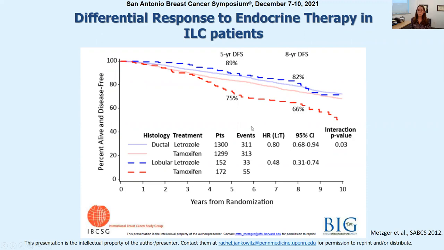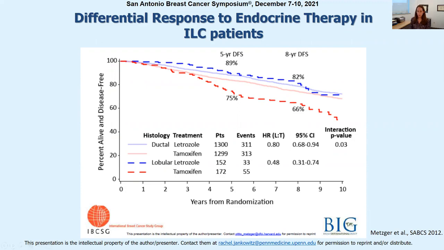For example, in 2012, Dr. Metzger presented this data showing increased relative effectiveness of letrozole compared to tamoxifen in patients with ILC in comparison to IDC in a retrospective analysis of the Big 198 trial.